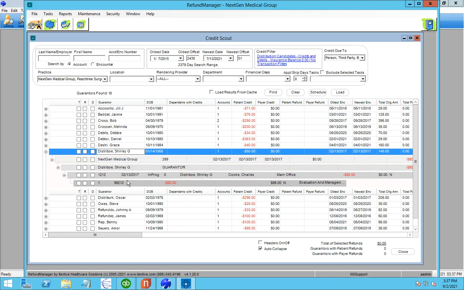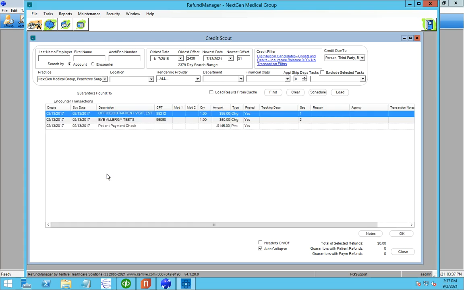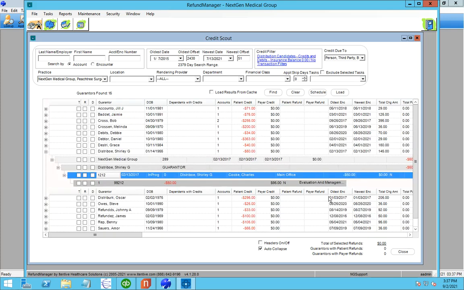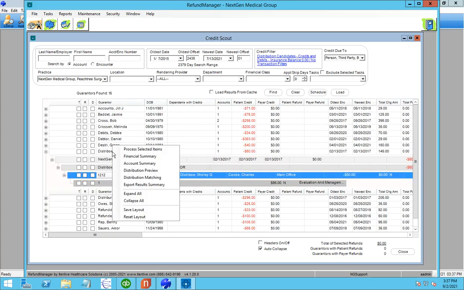If we want more data about what's going on here, we have various places we can click. If we click on the encounter number, we'll get the charges, payments, adjustments, and refunds that are part of that encounter. If we want to see a more holistic view, we can go ahead and bring up screens that mimic the account summary and financial summary in NextGen. This enables you to do more research without having to toggle back to NextGen.